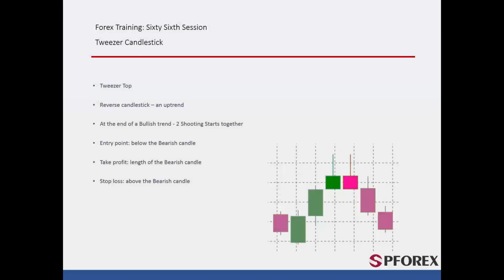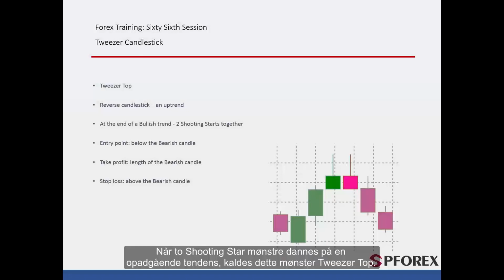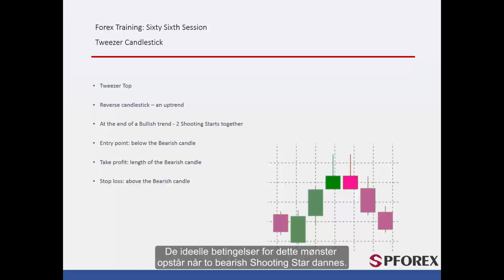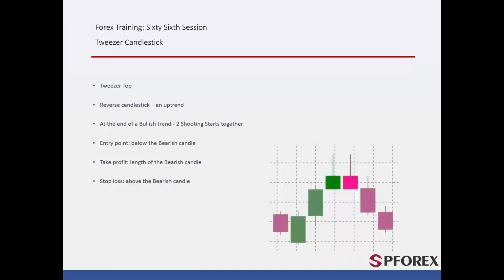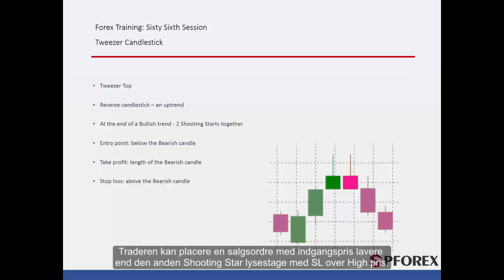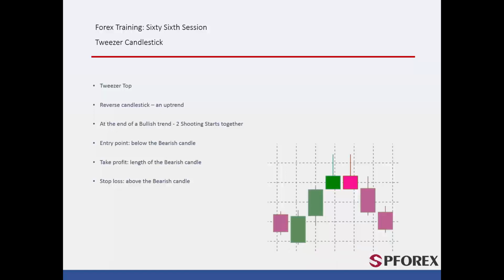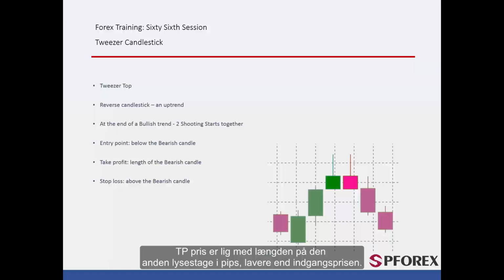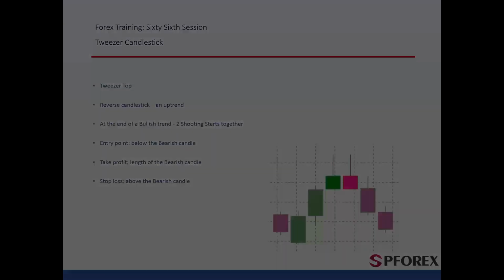Tweezers top. When two shooting star patterns form on an upward trend, this pattern is called tweezers top. The ideal condition for this pattern occurs when two bearish shooting stars form. A trader can place a sell order with entry price lower than the second shooting star candle, with SL over the high price. TP equals the length of the second candle in pips, lower than the entry price.